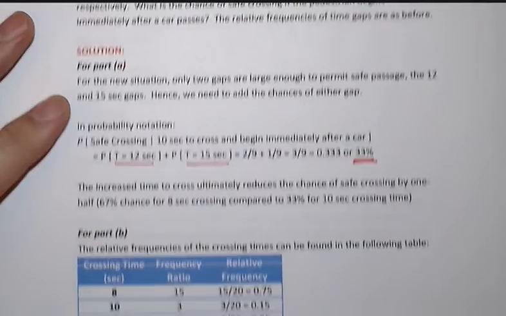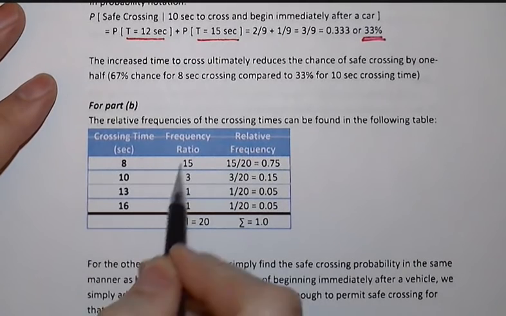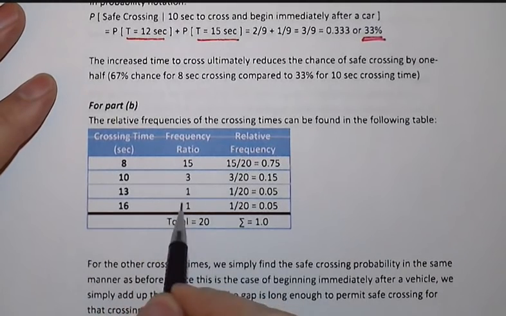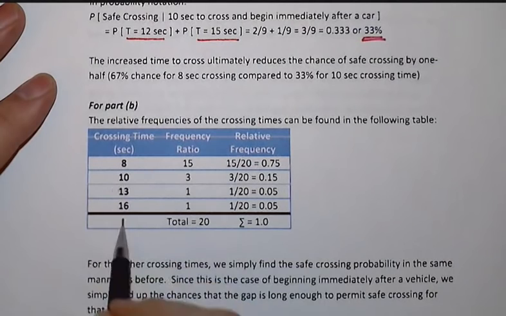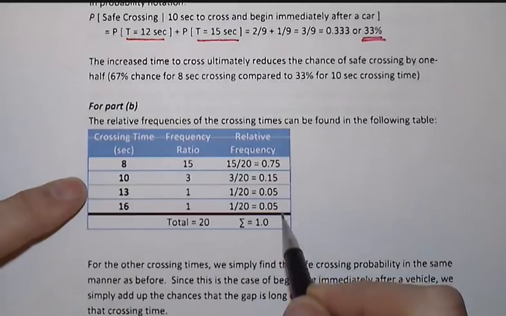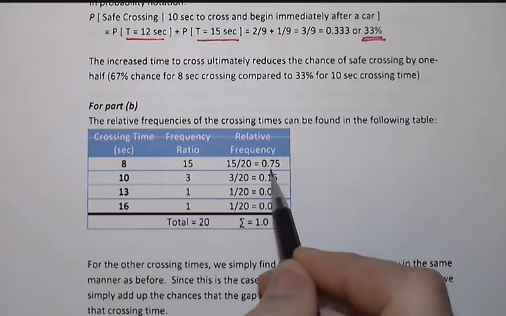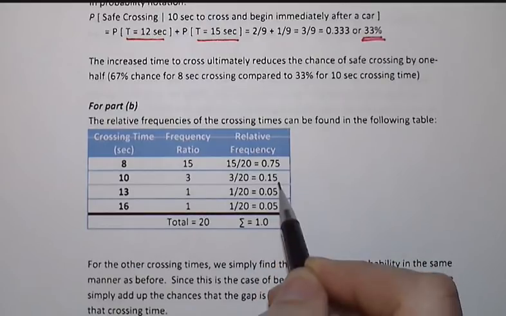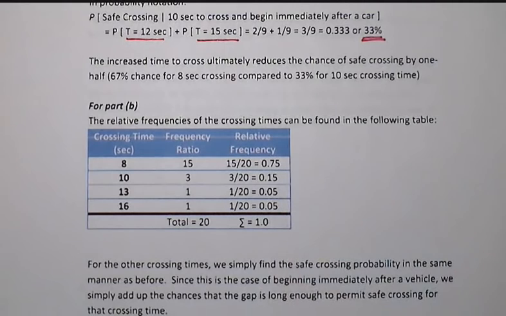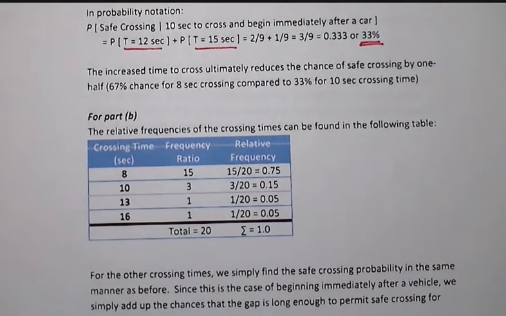Right? And so our approach here is very similar to what we've been doing before. First, we take that frequency ratio that we have, 15 to 3 to 1 to 1, for our possible outcomes for the crossing time, and convert them into a probability. So the odds that we're going to reach into the crossing time bag and pull out one that says 8 seconds on it is 3/4, right? And a 15% chance that it says 10, and a 5% chance that it's either 13 or 16, so to speak.